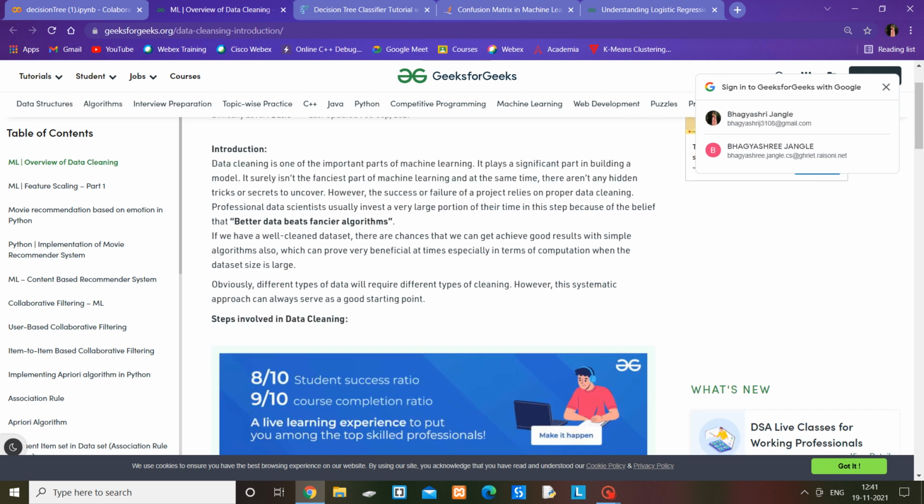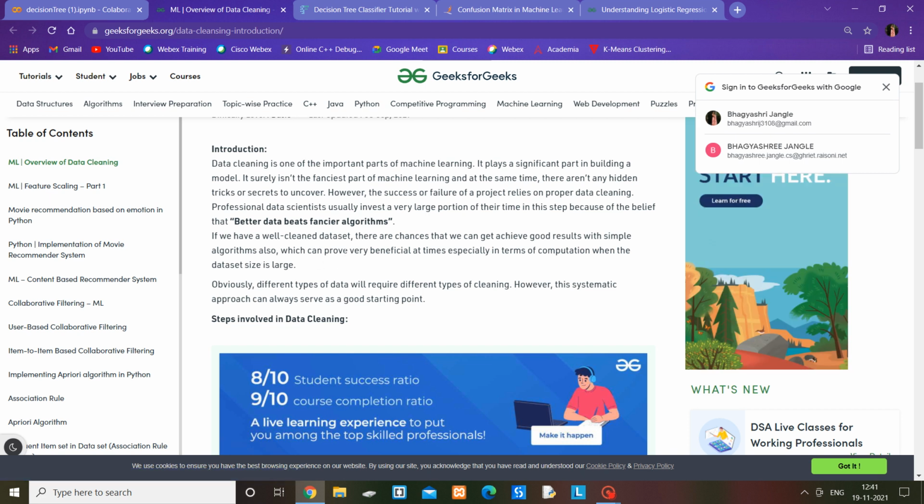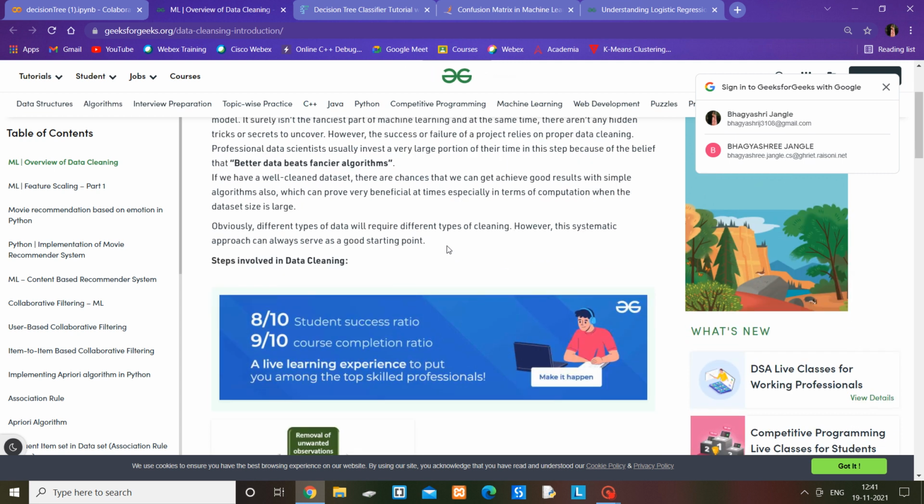Professional data scientists usually invest a very large proportion of their time in this step because of the belief that better data beats fancier algorithms. If we have a well-cleaned database, there is a chance that we can achieve good results with a simple algorithm also, which can prove very beneficial, especially in terms of computation when the data size is large. Obviously, different types of data will require different types of cleaning.